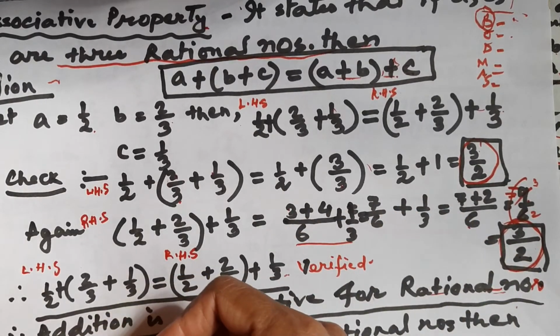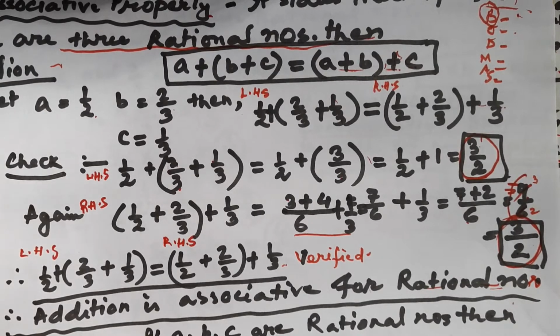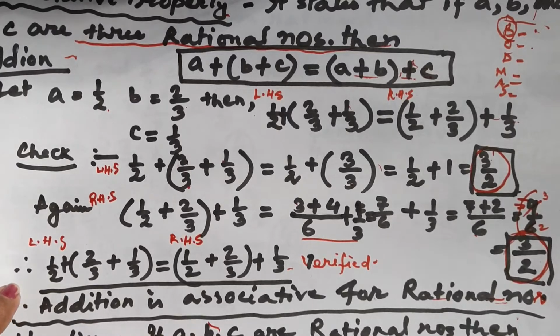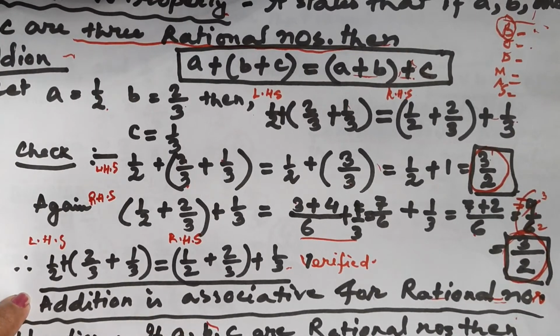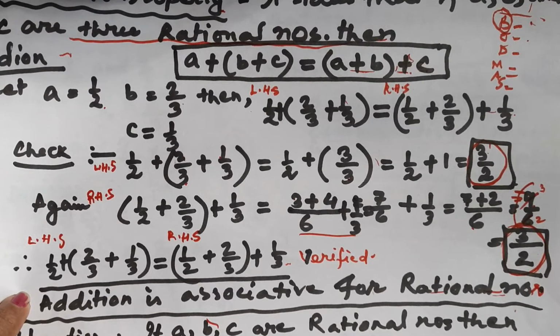Now, we have to see whether this is valid for subtraction or not. We have to check whether the associative property is valid for subtraction. If a, b, c are 3 rational numbers, then is a minus (b minus c) equal to (a minus b) minus c or not? We have to check, and that is why we have given an interrogative sign here.